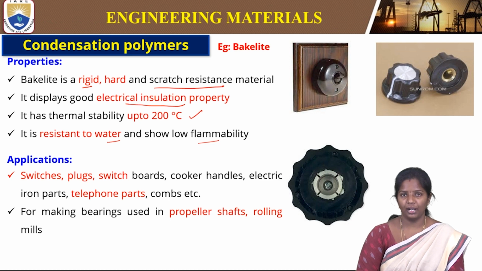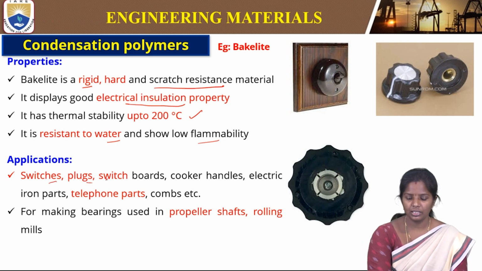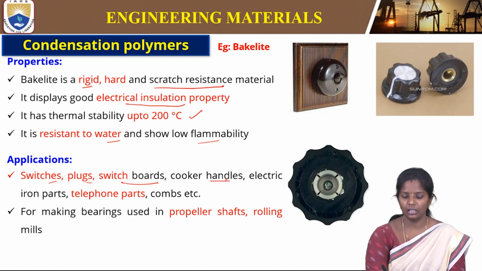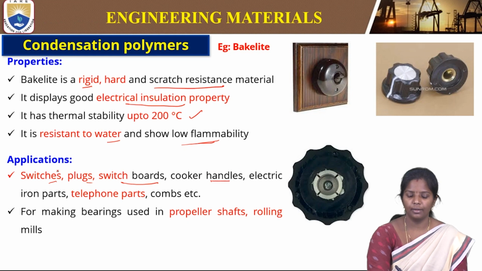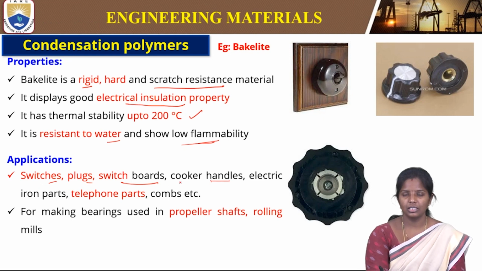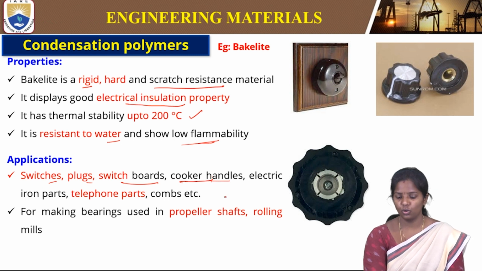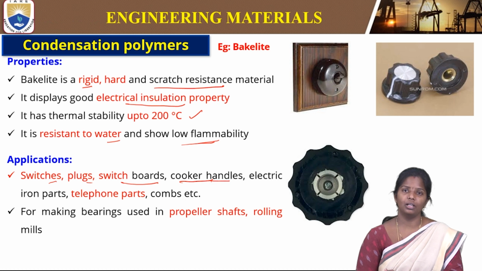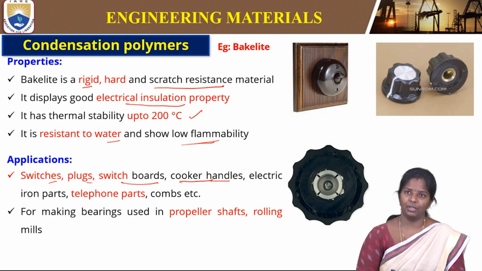So these are applied in switches, plugs, switchboards, cooker handles, because we are seeing that it has low flammability. We are using it in all these applications because there is a chance of getting heated up. So that is how, depending on the properties of the polymer, we choose it for different applications.